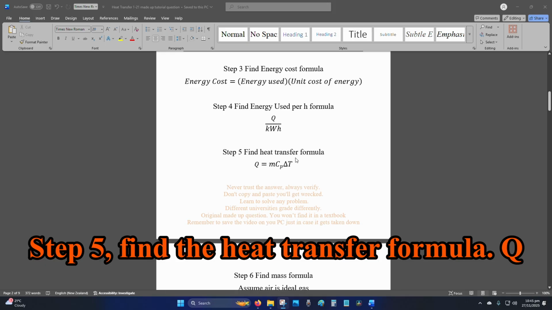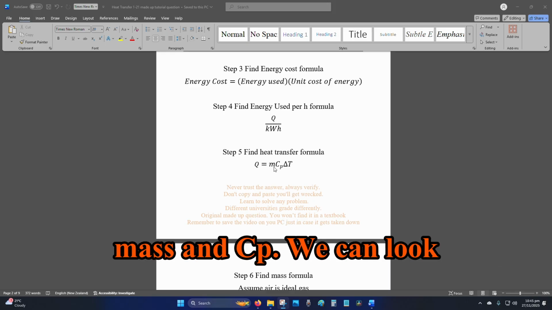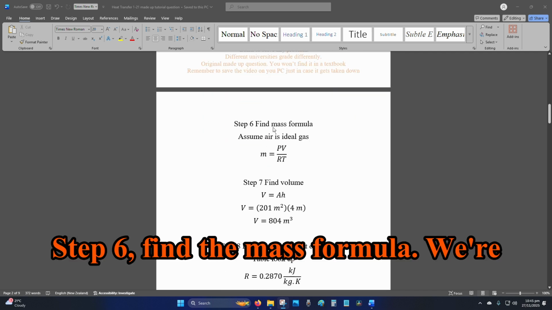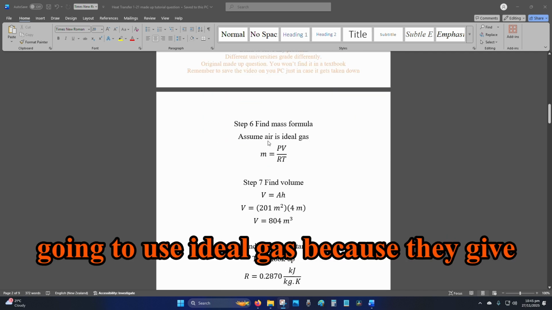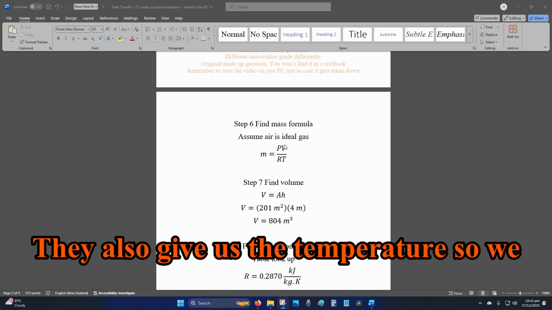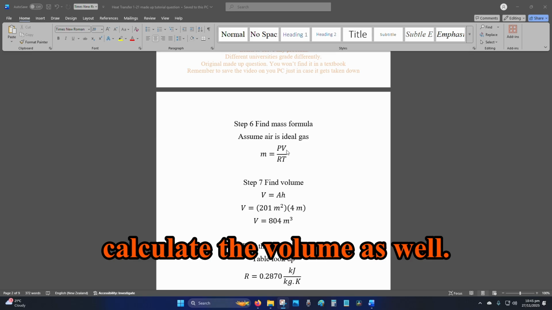Step 5, find the heat transfer formula. So Q is equal to m C delta T. We're missing mass and Cp. We can look up Cp. We need to find mass. Step 6, find the mass formula. We're going to use the ideal gas law because they give us the pressure and the information to find the volume. They also give us the temperature, so we can just look up the gas constant R, but we also need to calculate the volume as well.